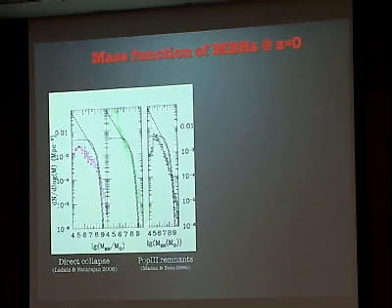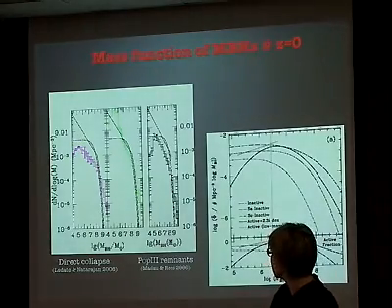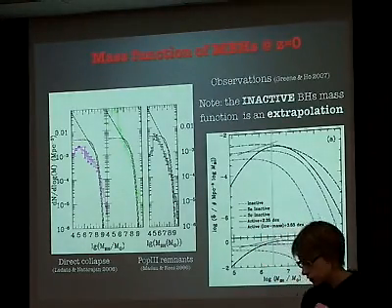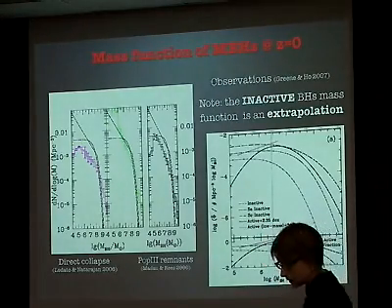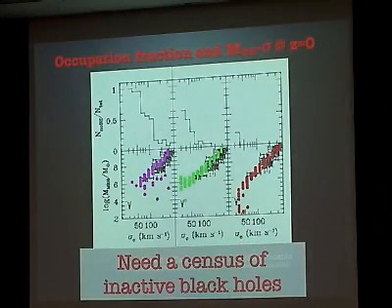So what can we say? Well, basically what we can say is that with current observations, we cannot tell much about the prehistory of the black holes, because where models differ is where we don't have data. So we need more details. So this is just saying the same, so everything is extrapolation. So we need more data, and what I say typically is that we need a census of inactive black holes.